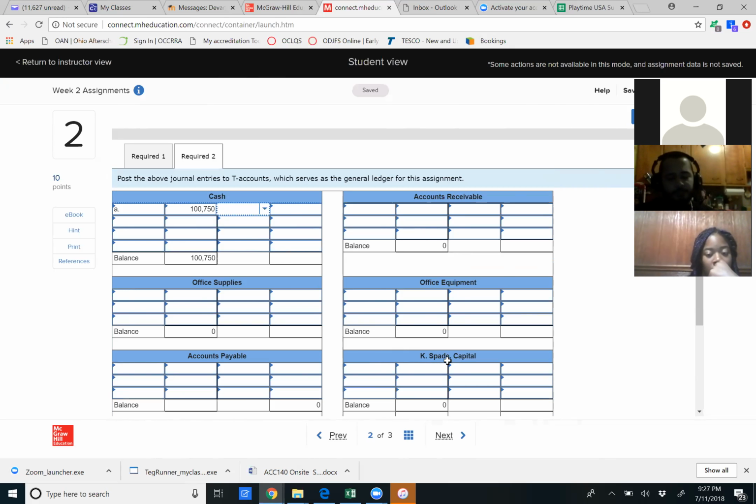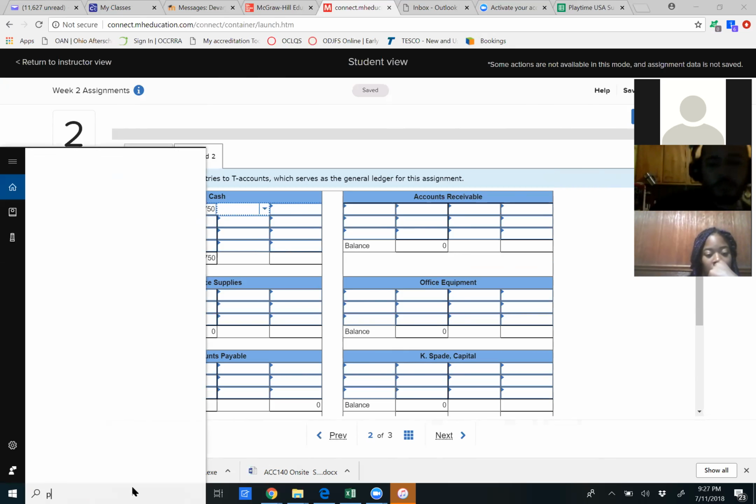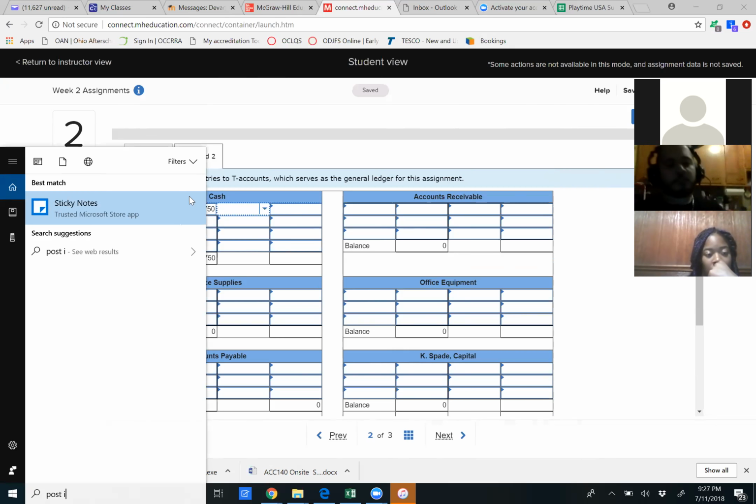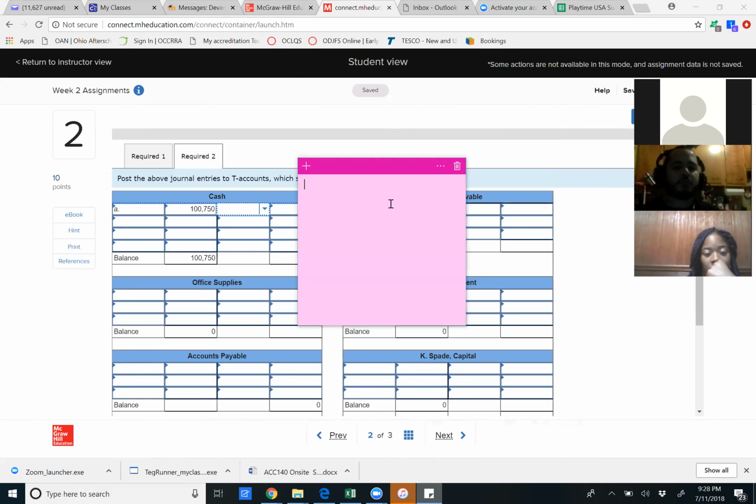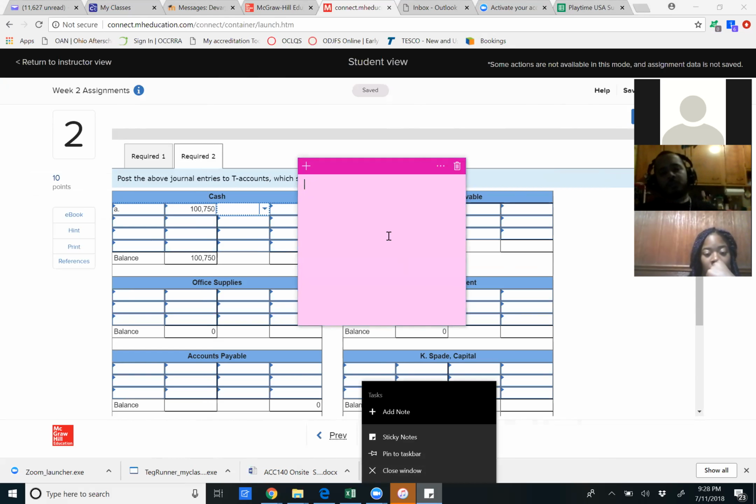So capital, I need a little notepad. I think I can do a post-it. Sticky note. There we go. Okay. I opened this 58 times. That was going so slow. Now I need to see if I can draw on it. Oh, awesome.